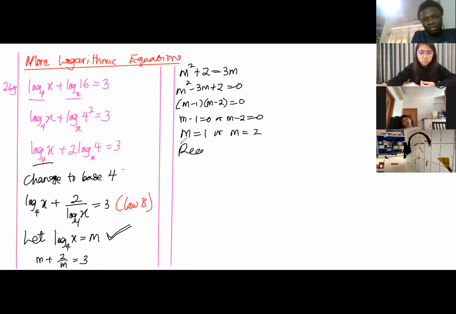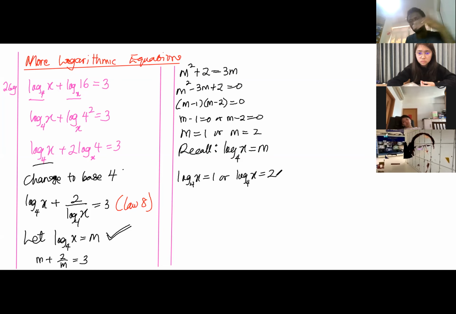Recall, log 4x equals M becomes log 4x equals 1 or log 4x equals 2, right? Yeah. Denise, confused?